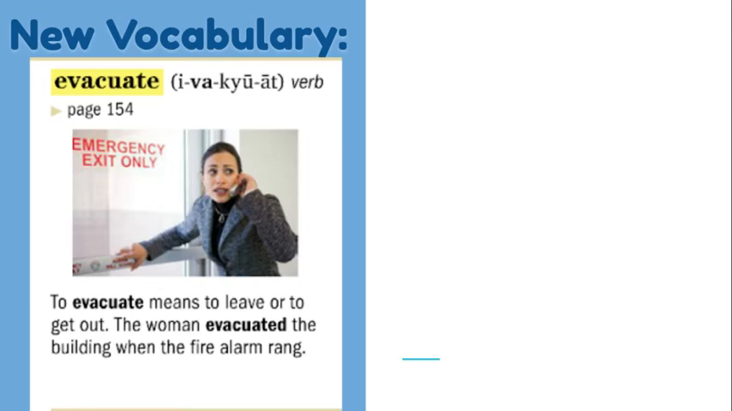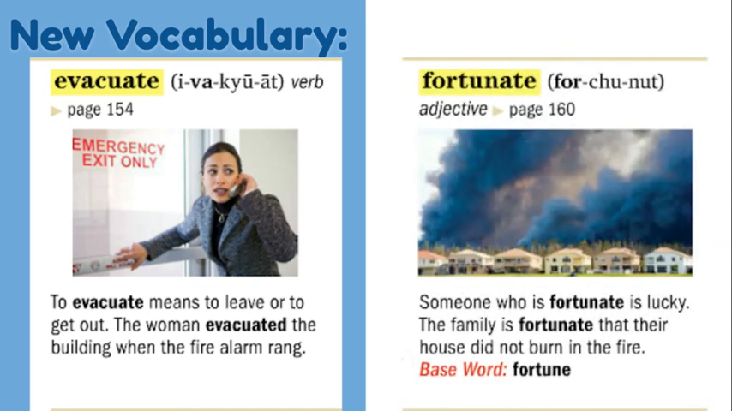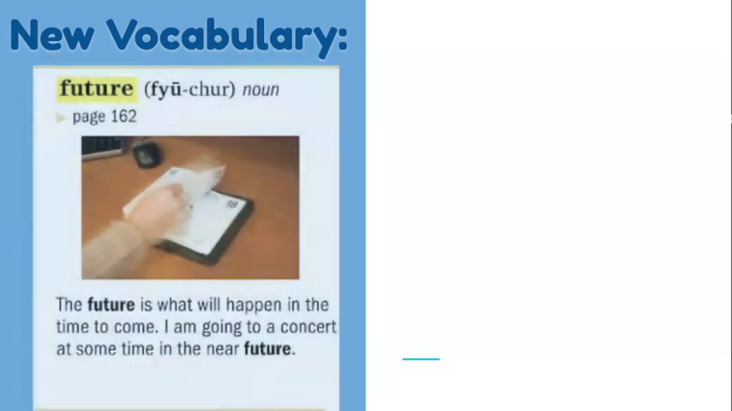So going along with our natural disasters, we're going to learn some new vocabulary today. And if you need to, you can pause the video so you can read further about the word. But I'll go ahead and repeat them and tell you what they are. Evacuate. To evacuate means to leave or to get out. Fortunate. Someone who is fortunate is lucky. Future. The future is what will happen in the time to come. So it hasn't happened yet.